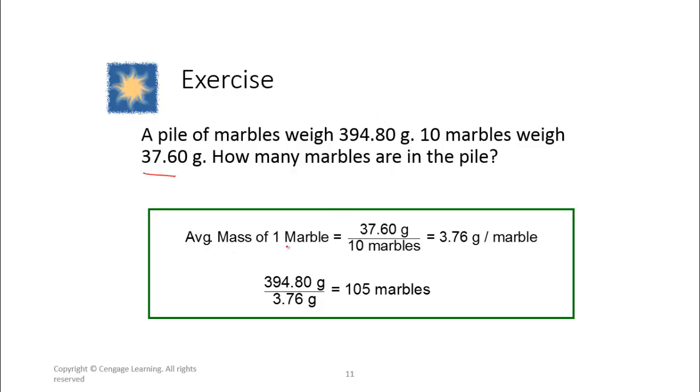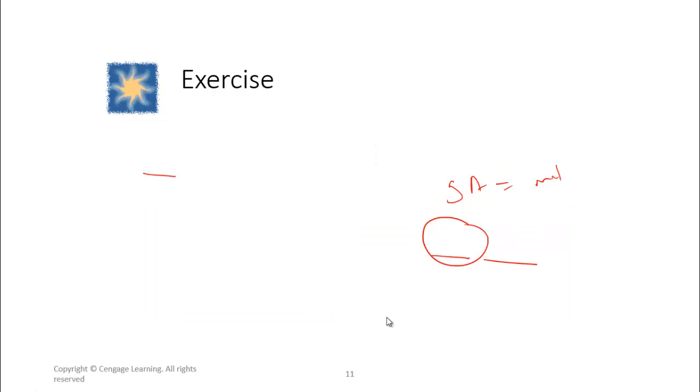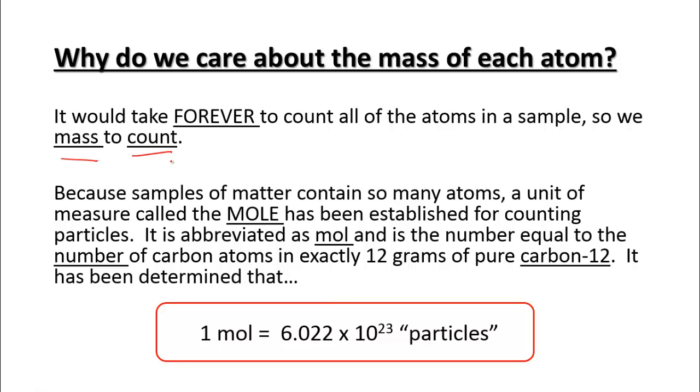So if the average mass using the 10 marbles weighs 370.60 grams, we get the average mass gram per marble, kind of like we're about to do. We're going to say the average mass of an atom here in a mole. We can use that average mass now, and if you divide out the total mass by the average mass of a marble, you get approximately 105 marbles. It's a really quick way to count. It's faster to, let me back up now, it's faster to mass something, which allows us to count rather than count things out.